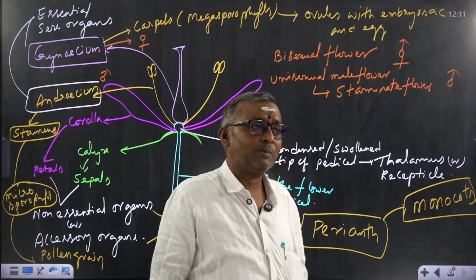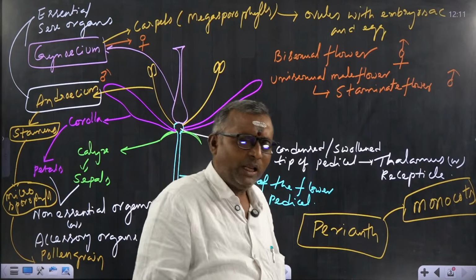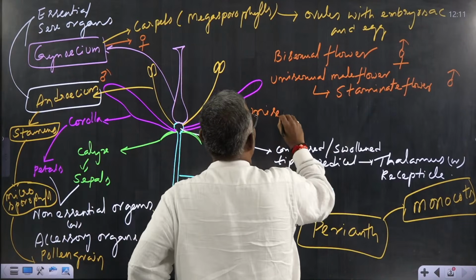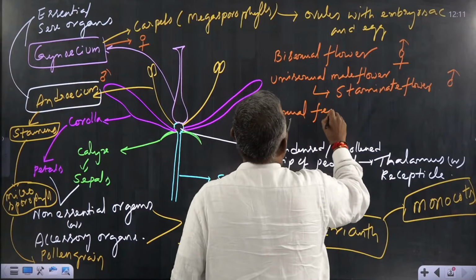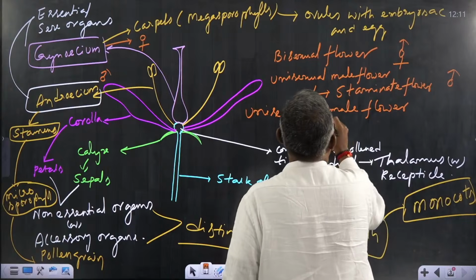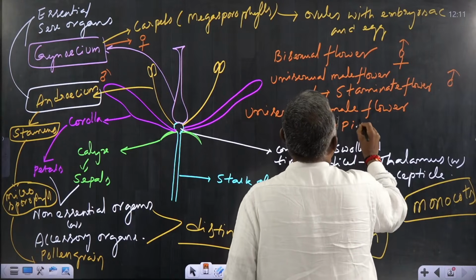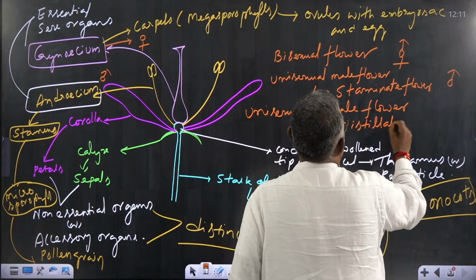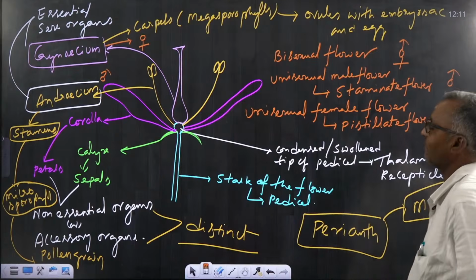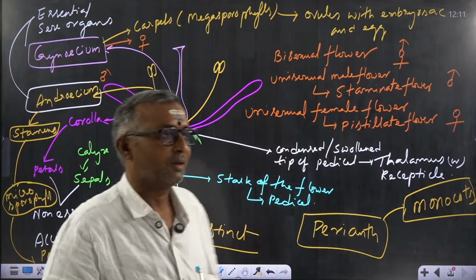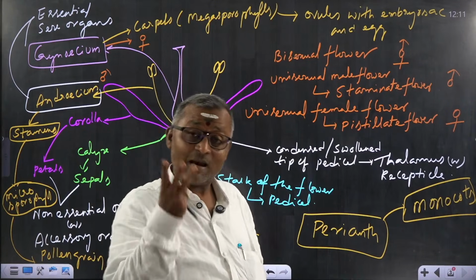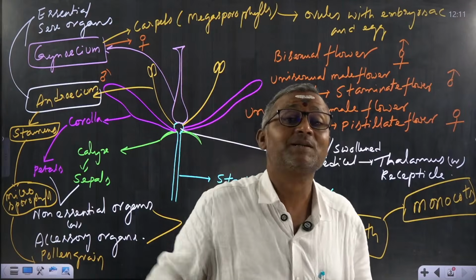Similarly, there are also some cases where the flower contains only gynoecium without androecium. Such flowers are called unisexual female flowers. Female flowers. Okay. You can also call them pistillate flowers. Pistillate flowers. Remember. Now the symbol for this pistillate flower is this. So there are staminate flowers, pistillate flowers and bisexual flowers. We have three different kinds of flowers in different species of angiosperm.